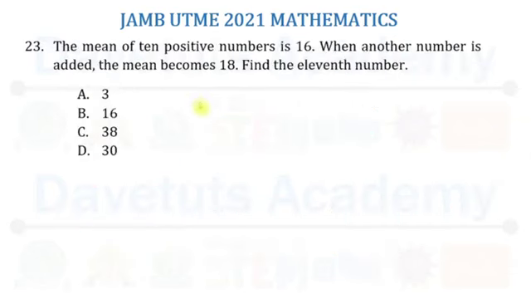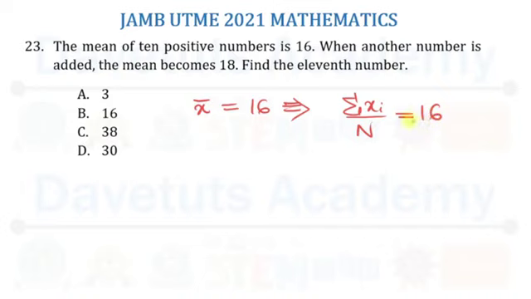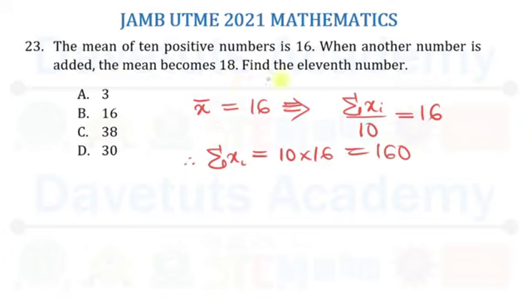In this question, we are told that the mean of 10 positive numbers is equal to 16. And that 16 is inherently meaning that what we have as summation xi over n is equal to 16. Okay? And that n, we are told that it is 10. So instead of this, I can just say this is 10. So that the sum of all those numbers is 16 times 10. And that is 160. Sum of the 10 numbers.